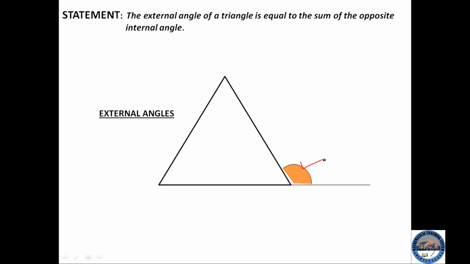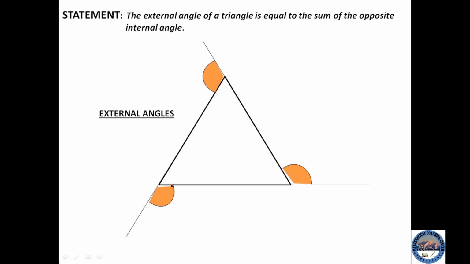So do we only get an external angle here? No, we can extend any one of the sides. So let's extend this side here. Not only this, you can also extend this line, so we can extend this line here. So the angle that we get in the outer part, this angle, and here also we can get this angle. So these are the external angles of a triangle.